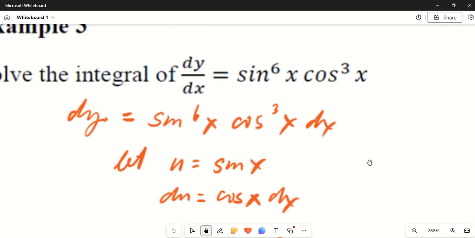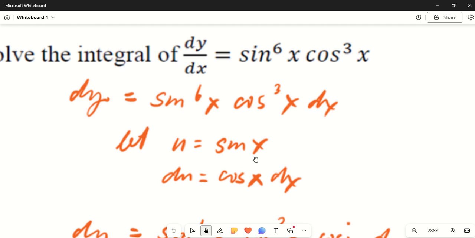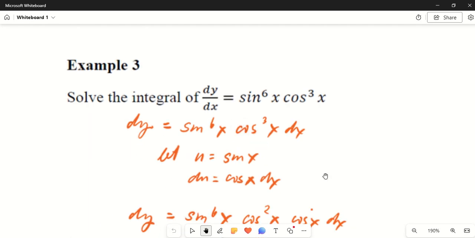Okay, now we identify our u. Take note that if you take the derivative of that trigonometric expression, it should be found also in the remaining expressions in the derivative. So here we decide that your u is equal to sine x. Okay, and then you take the derivative of u. You're aware that the derivative of sine x is cosine x dx.